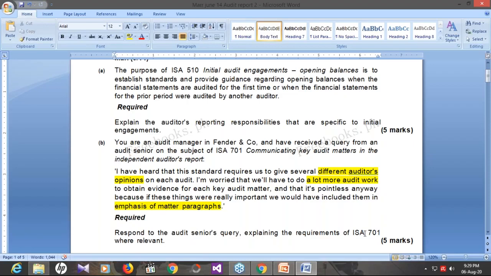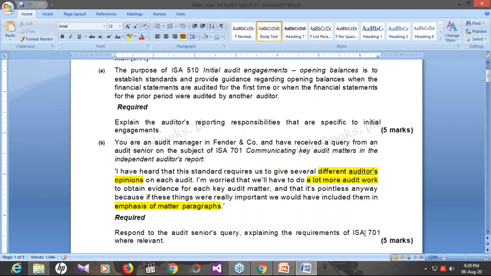ISA 701 requires the auditor to choose a matter as a CAM according to their judgment. So there can be a case where a matter arises which can be included in CAM as well as in an emphasis of matter paragraph. This is upon the judgment of the auditor. If he wants to highlight it for the fundamental understanding of the user, he can include it in the emphasis of matter paragraph. And if he wants to include it as a significant matter, he can include it in CAM according to ISA 701. So this is the point that you need to discuss here.